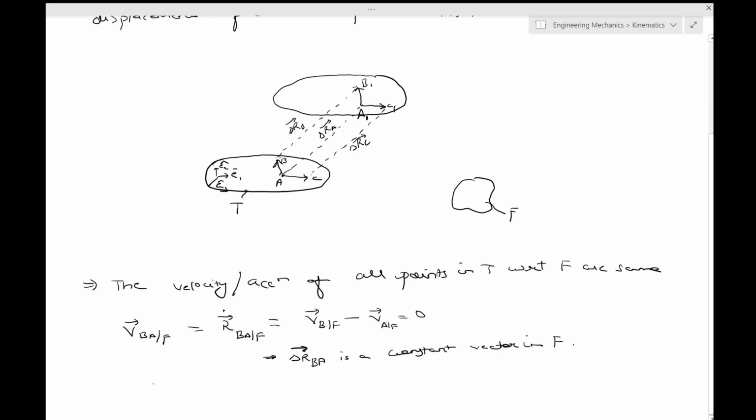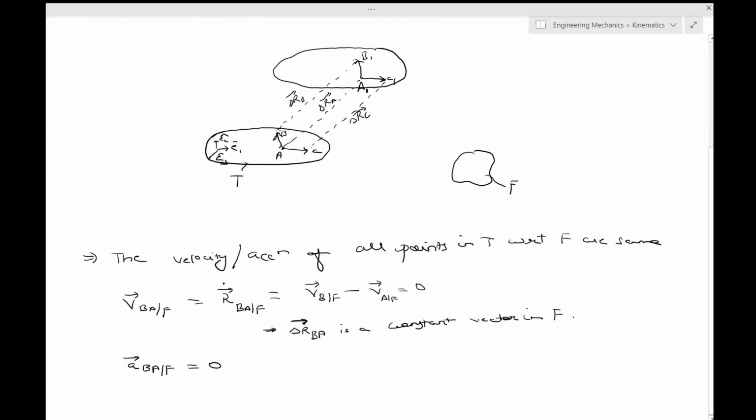What about the acceleration? This will be equal to 0 just because the velocity of BA in the F frame is 0. Since the velocity of BA is 0, the time derivative of this, which is the acceleration, will also be 0.